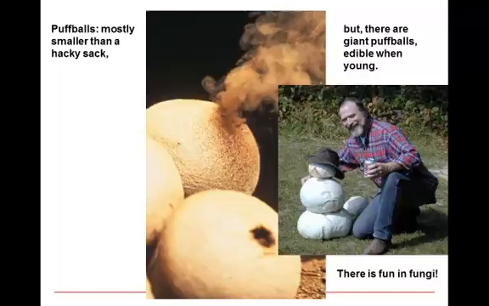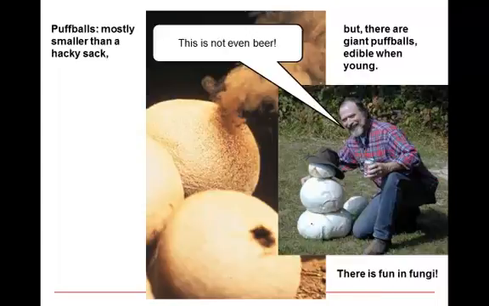Most of them are about as big as a hacky sack. But look at this guy. He's found some giant puffballs, and he's showing that there is fun in fungi. And I want you to notice something. Look what he's drinking. That's not even beer, and he's making a snowman out of giant puffballs. So I guess there is fun in fungi.